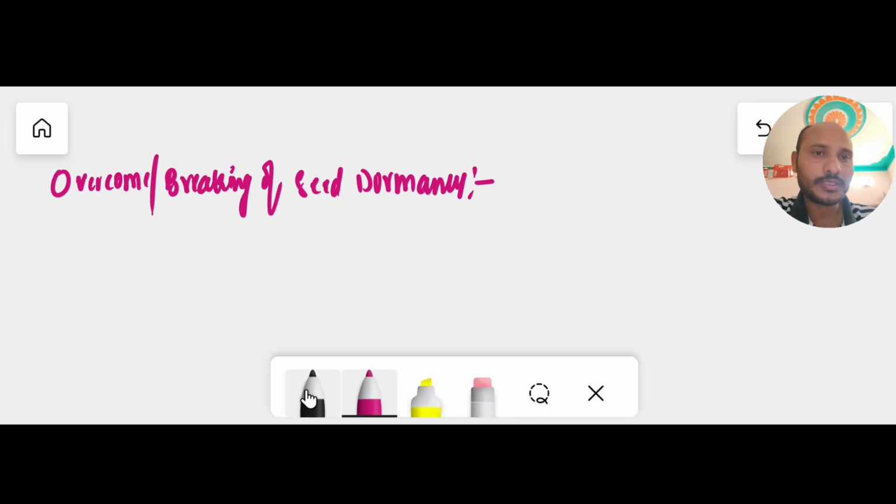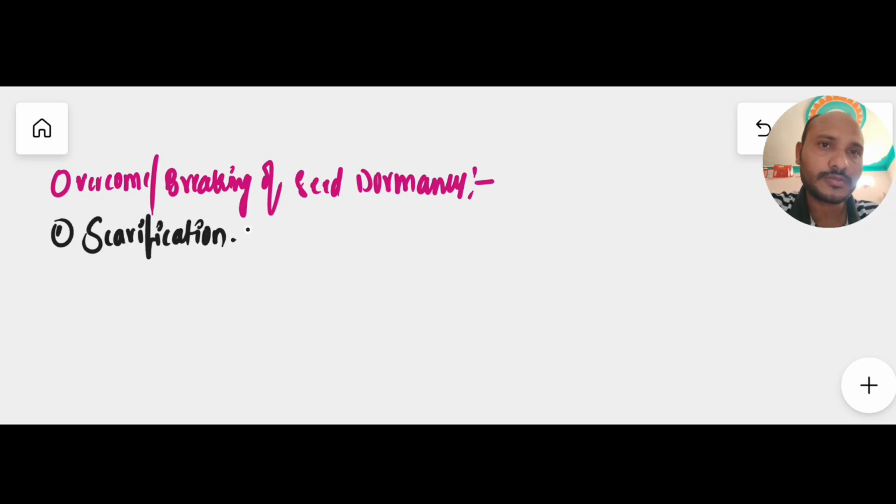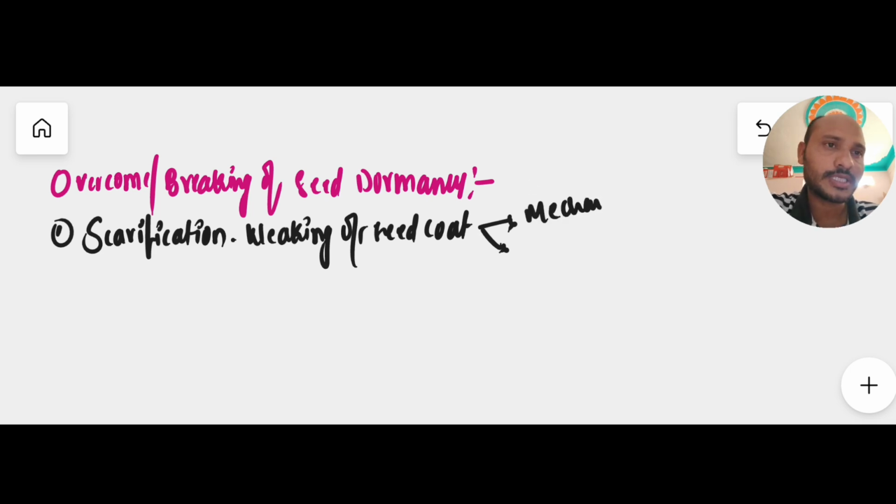By four important methods we break or overcome this seed dormancy. The first and most important method is scarification, in which we weaken the seed coat. This weakening of the seed coat is done by two methods: either mechanically, which is called mechanical scarification, or by using chemicals, which is called chemical scarification.